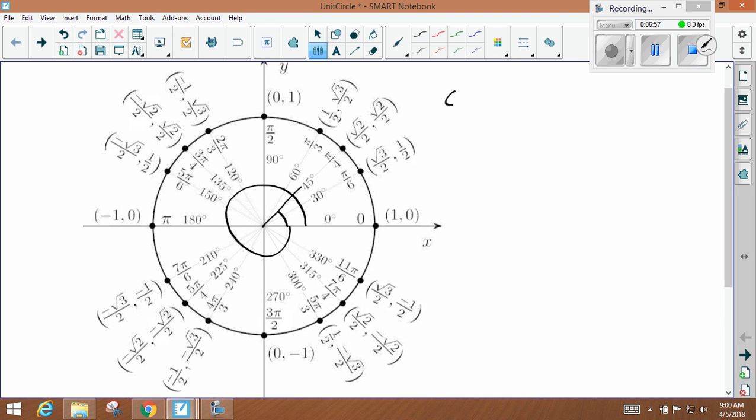And you recall that cosine theta is x and sine theta is y, right? So that means that cosine of 405 degrees is the same as cosine of 45 degrees, which is the square root of 2 over 2.